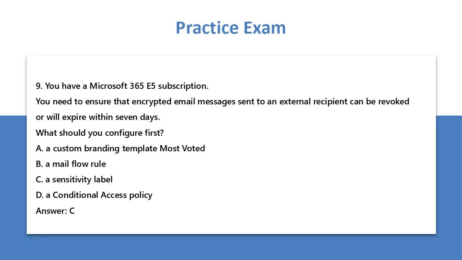9. You have a Microsoft 365 E5 subscription. You need to ensure that encrypted email messages sent to an external recipient can be revoked or will expire within 7 days. What should you configure first? A. A custom branding template. B. A mail flow rule. C. A sensitivity label. D. A conditional access policy. Answer: C.